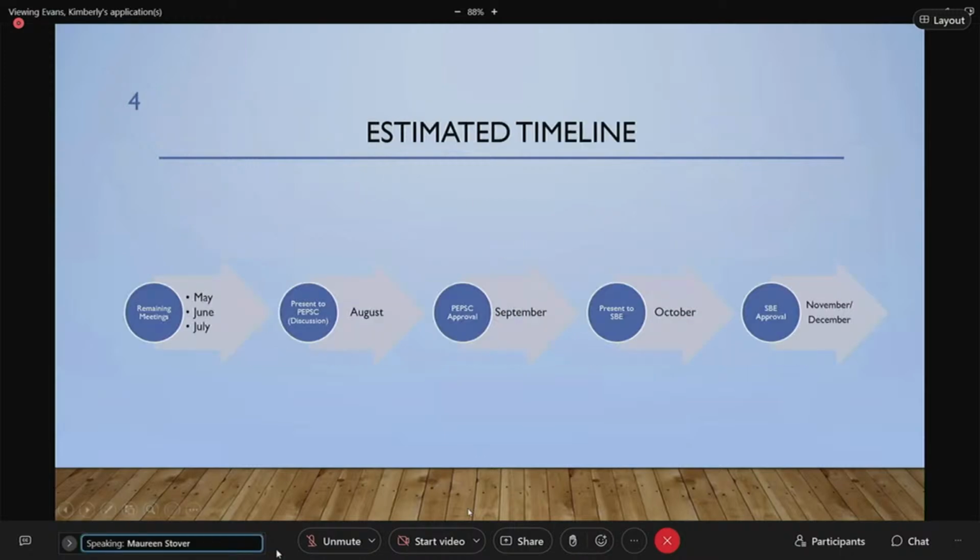So just a quick reminder of the estimated timeline. We do have 2 meetings remaining as a subcommittee. The draft will be presented to PEPSC in August. It will be approved for first read. It'll be approved by PEPSC in September, then go to the state board in October for presentation. And then the state board would have an opportunity to either approve or disapprove the draft model at the November or December meeting. Next slide, please.